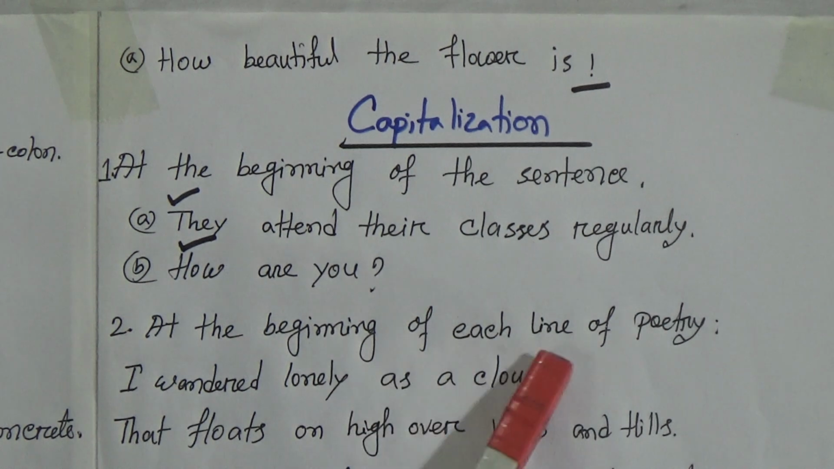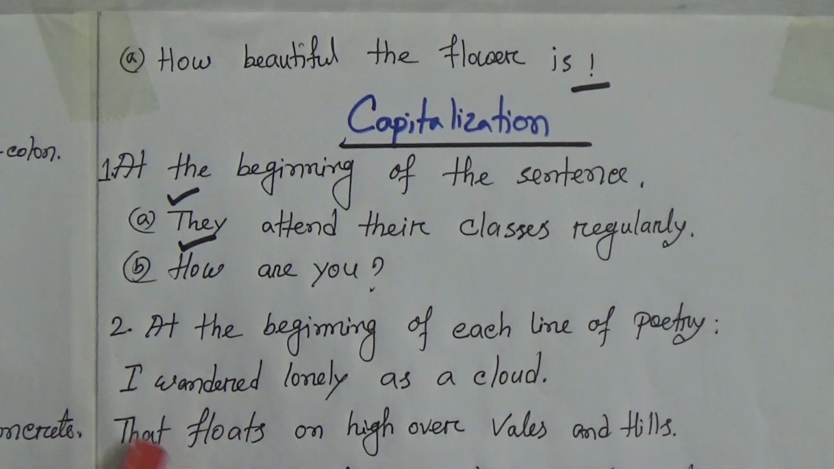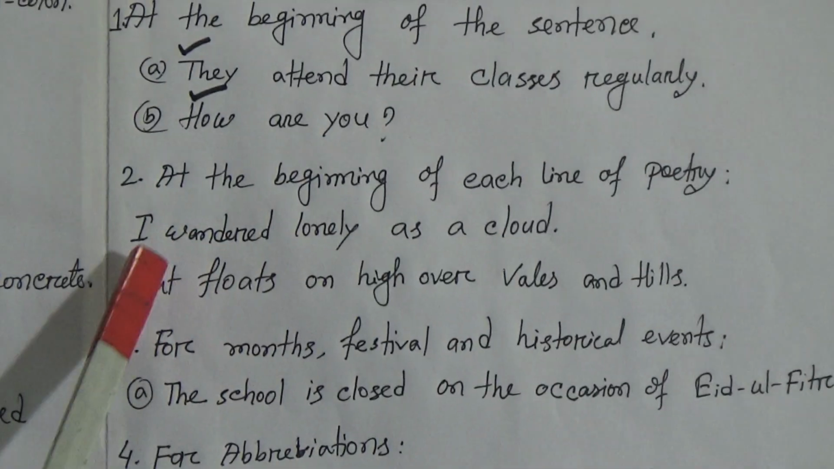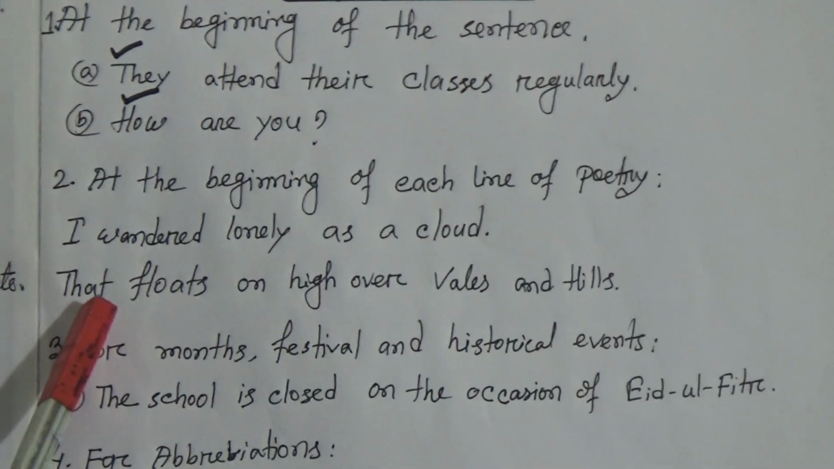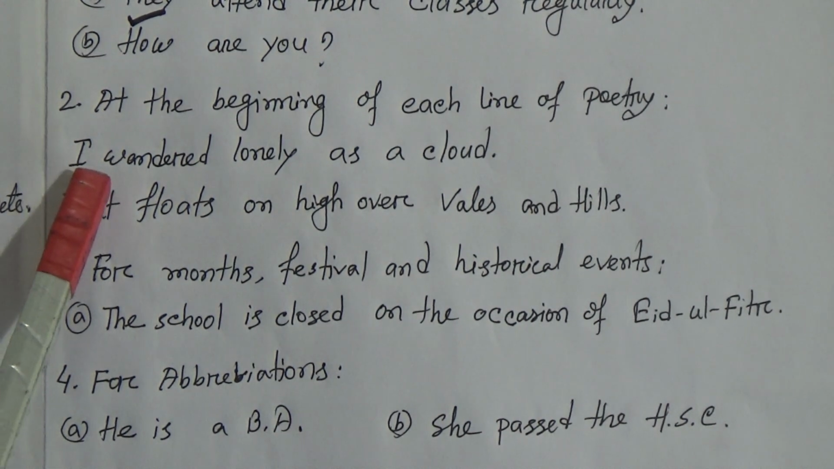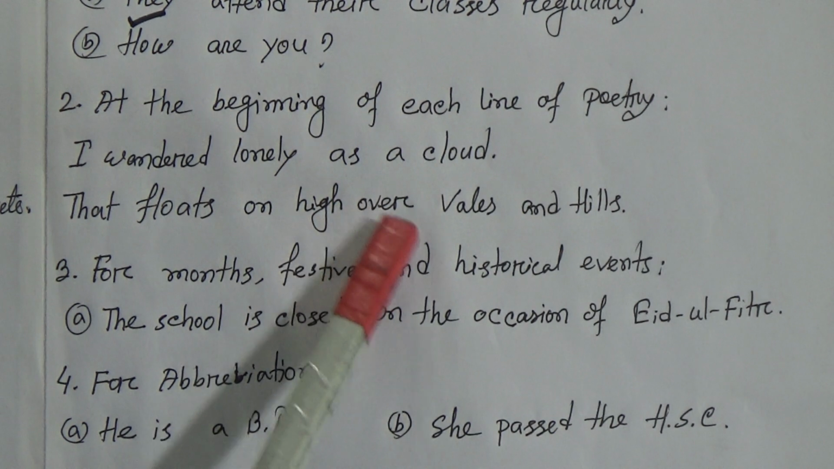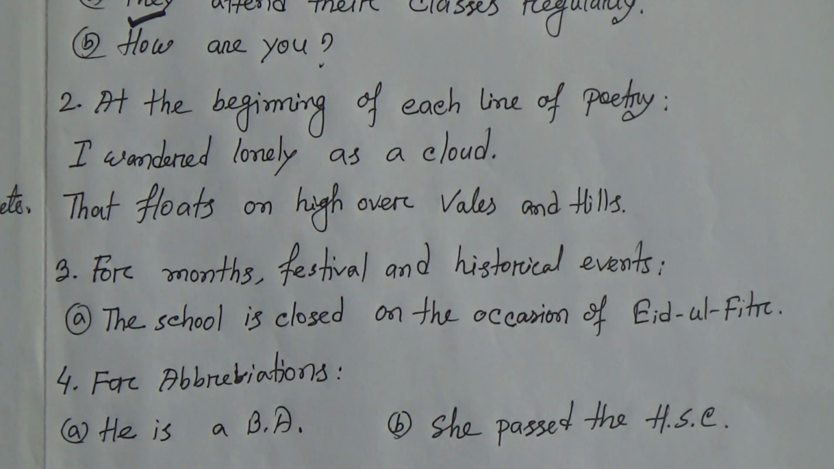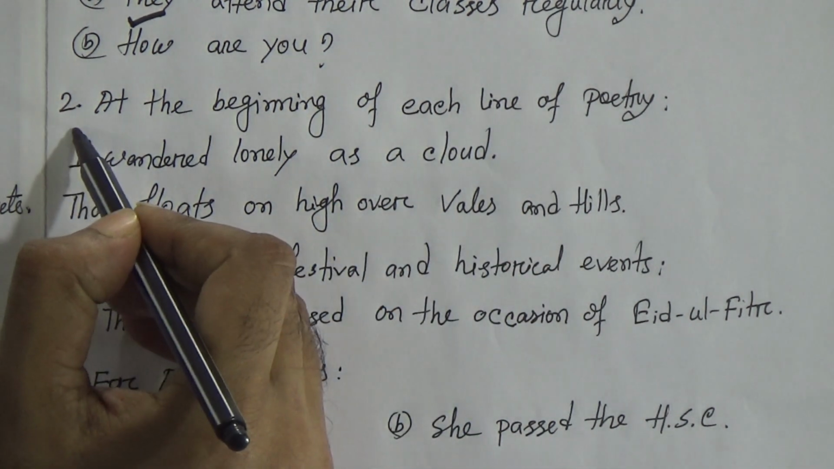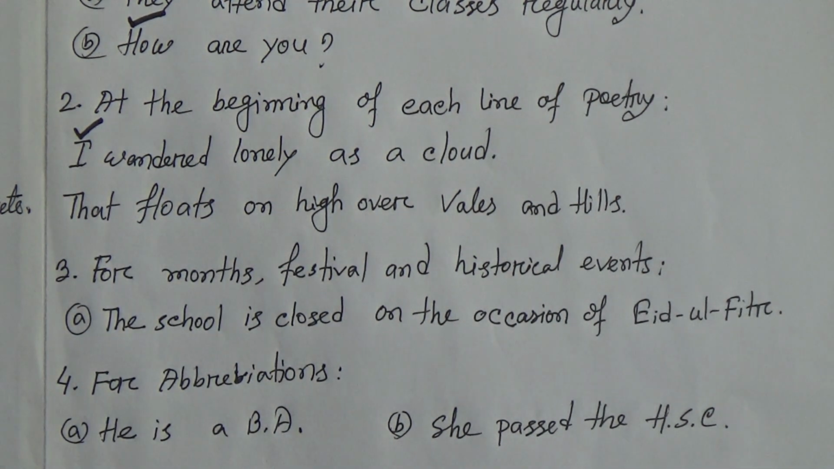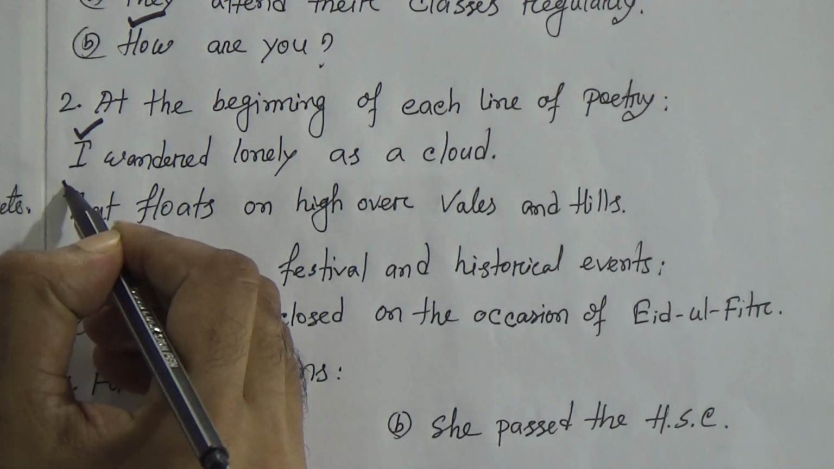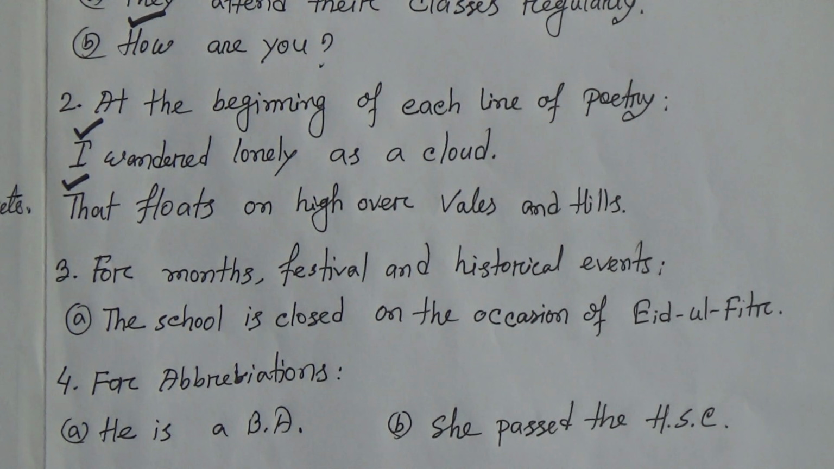At the beginning of each line of poetry, there are 2 lines of poetry. These lines are taken from The Daffodils by William Wordsworth. Here, the first sentence, I wandered lonely as a cloud that floats on high over vales and hills. Look, in the first sentence, the first letter is in capital letter. In the second sentence, the first letter is also in capital letter.